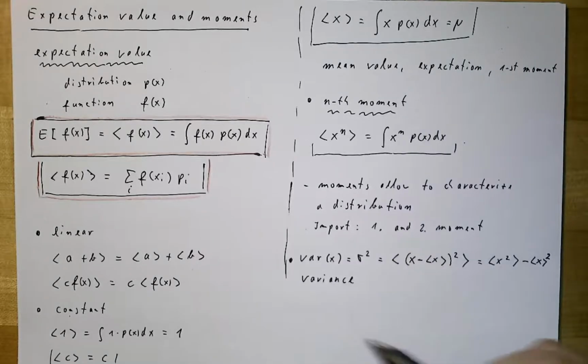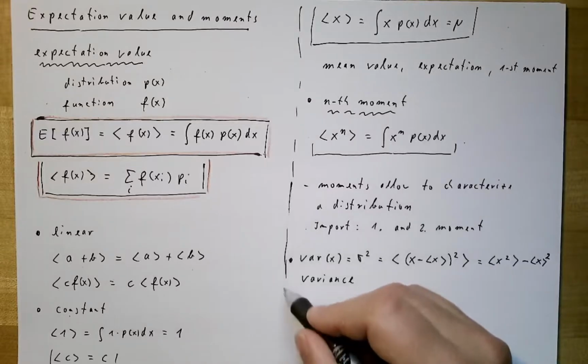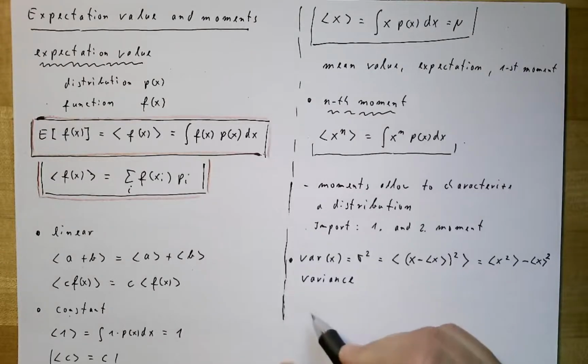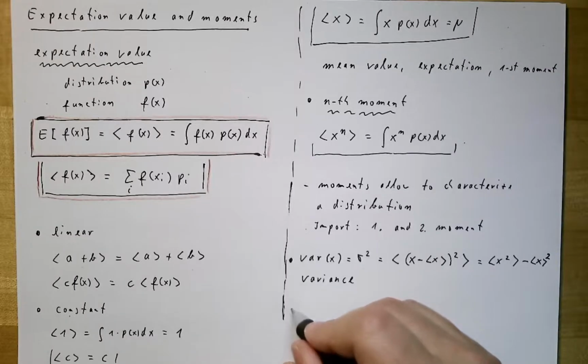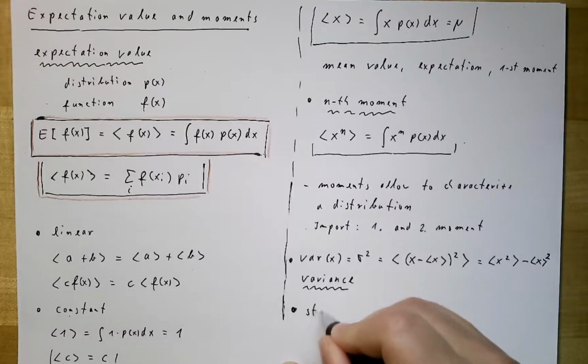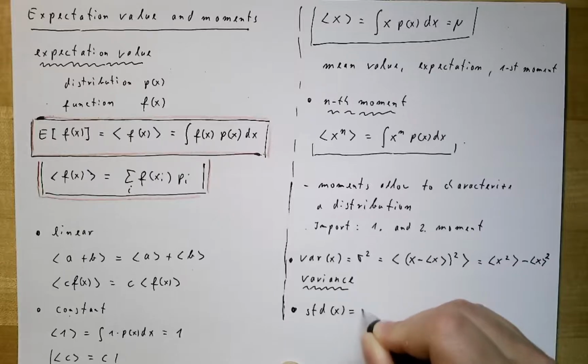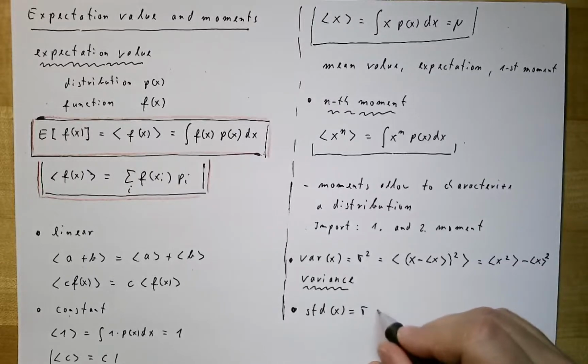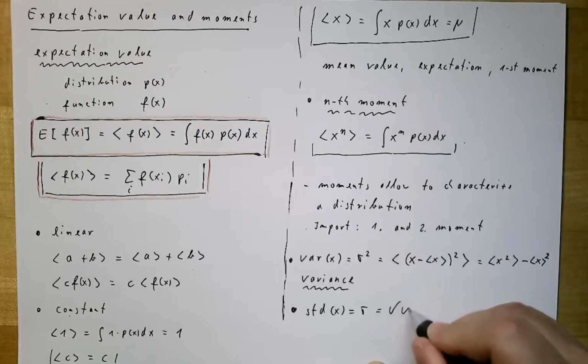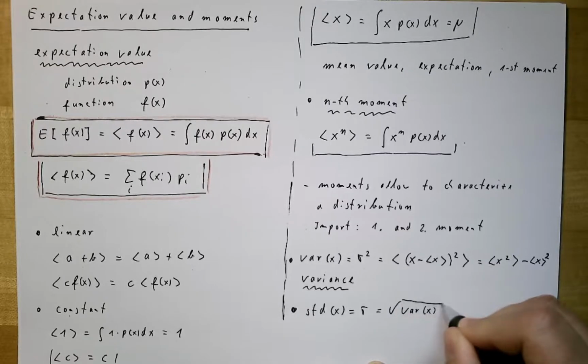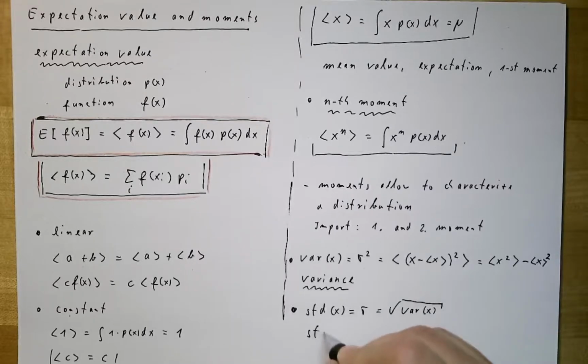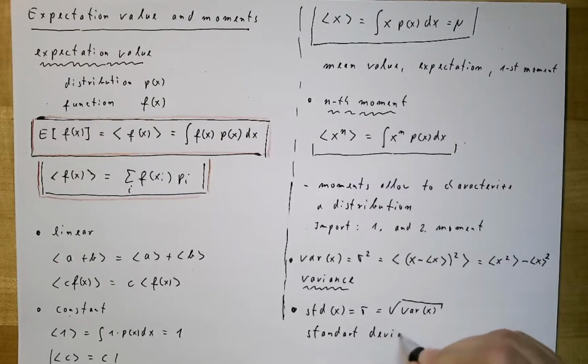So the variance itself still has all the squares. In order to get to units of the random variable itself, we need to take the square root again, and then we come to the standard deviation of a random variable x, sigma, and this is the square root of the variance of x, the standard deviation.